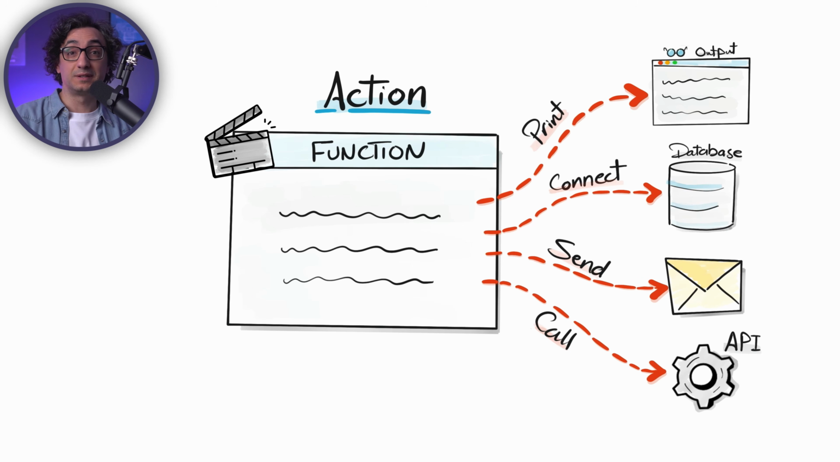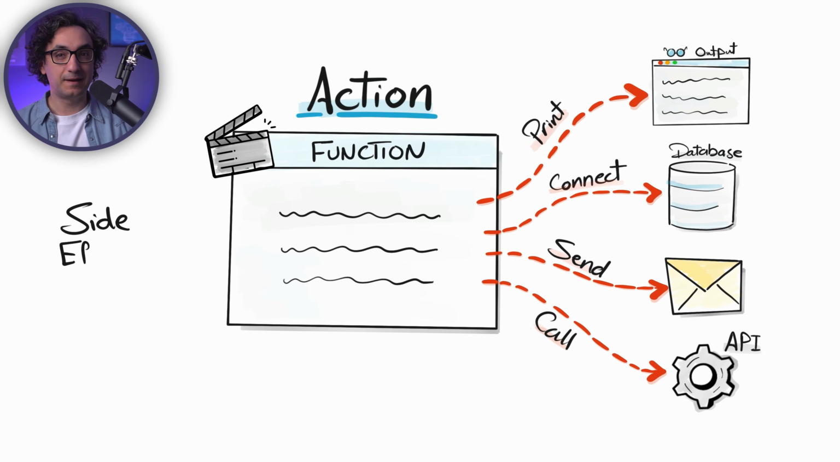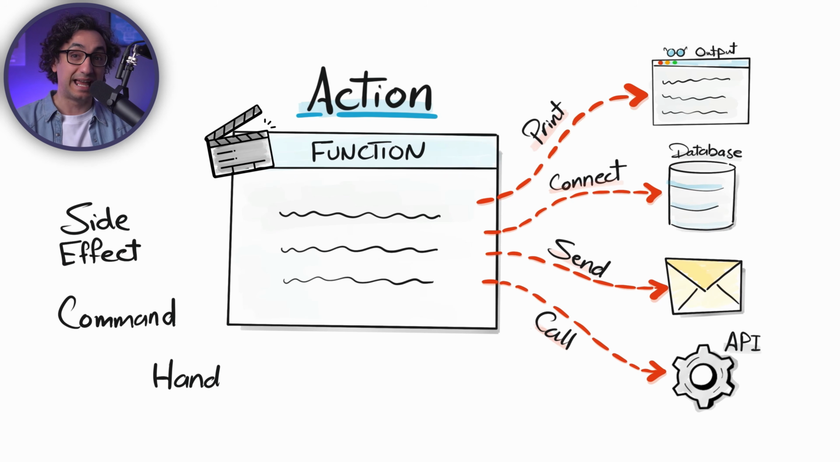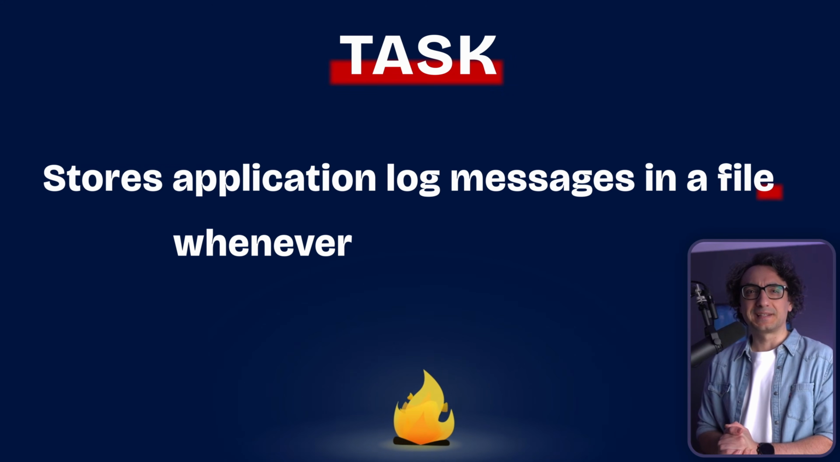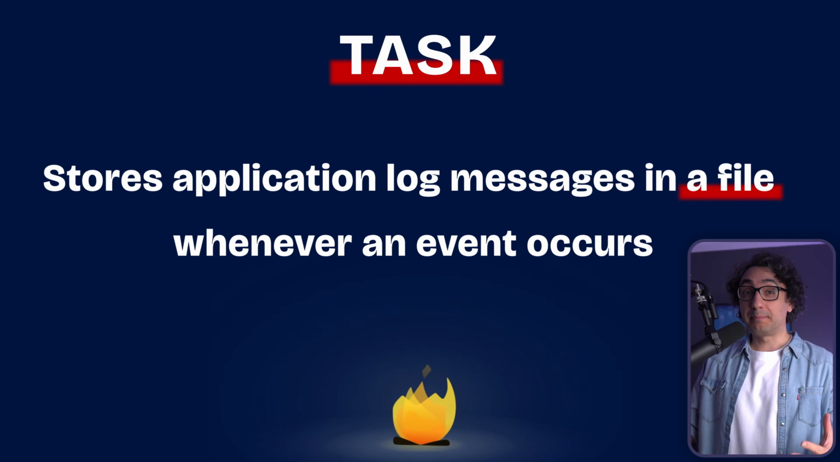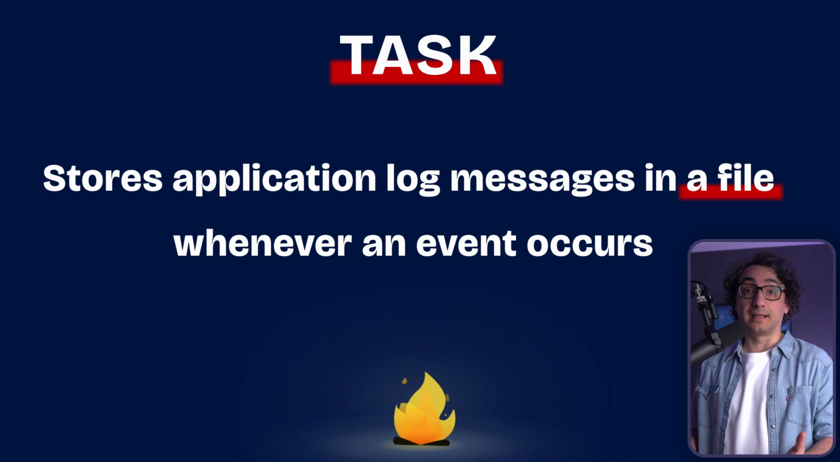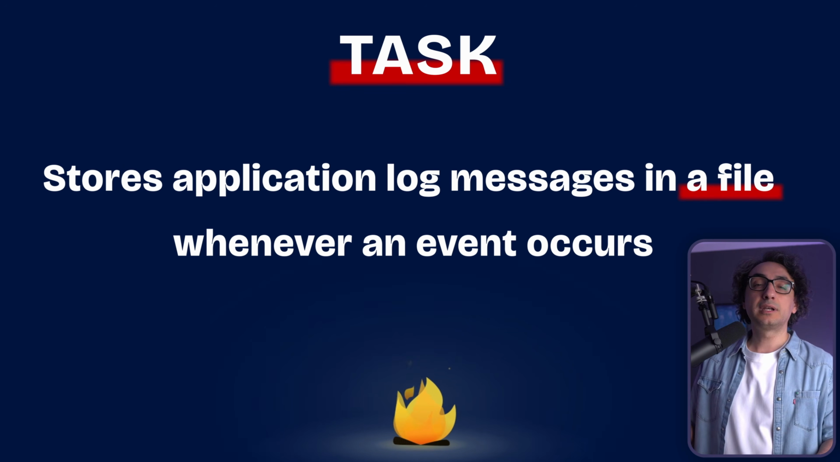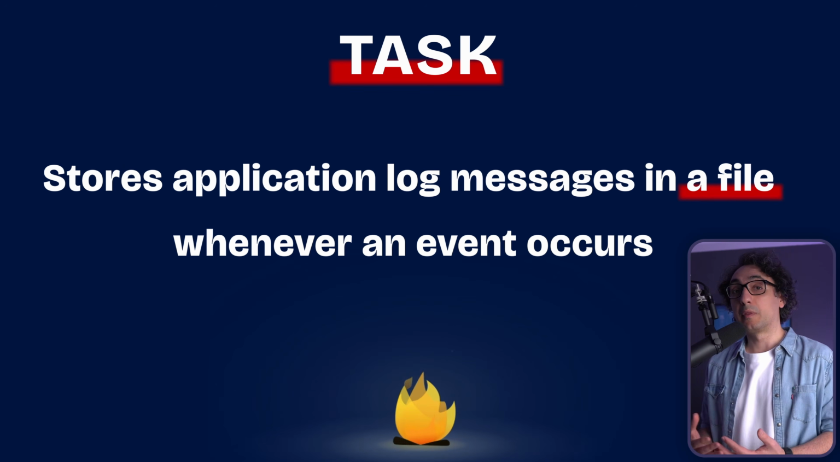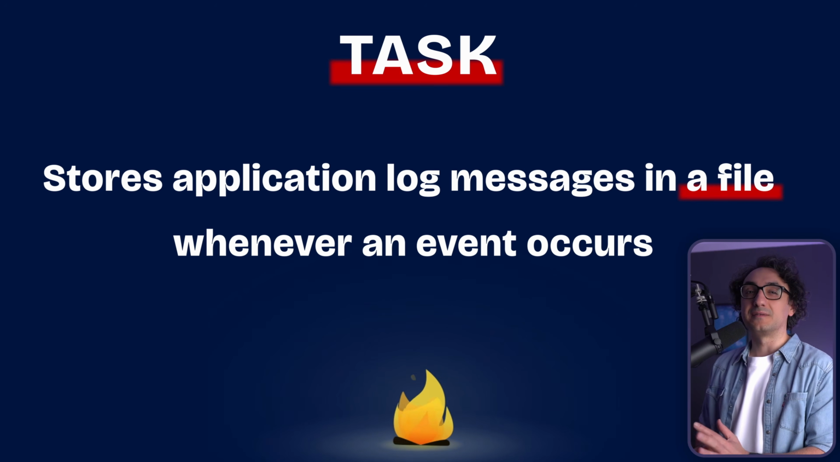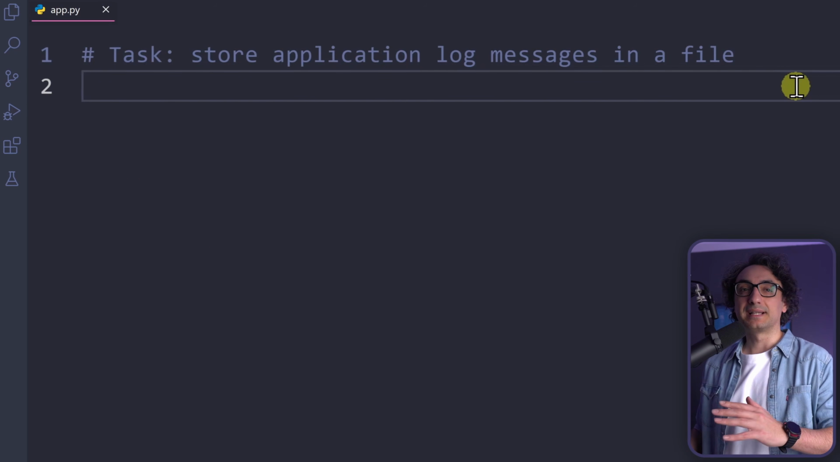But sometimes different developers in different projects use different names, like side effect function, command function, handler, service functions. All are different names, but for the same idea. So now let's have a very simple example. Let's say that we want to store the application log messages in a file, so that every time an event or something happens, we're gonna record it and store it inside the file. Of course, we didn't talk about how to deal with files inside Python, but this is a very simple one. So just follow me step by step, it's gonna be easy.